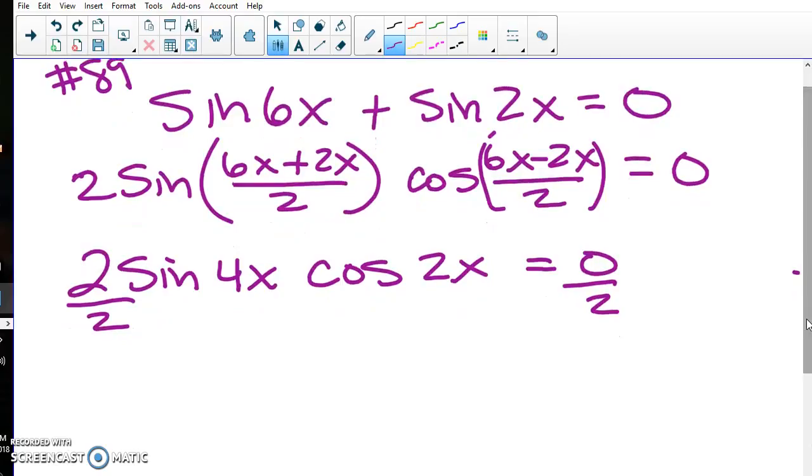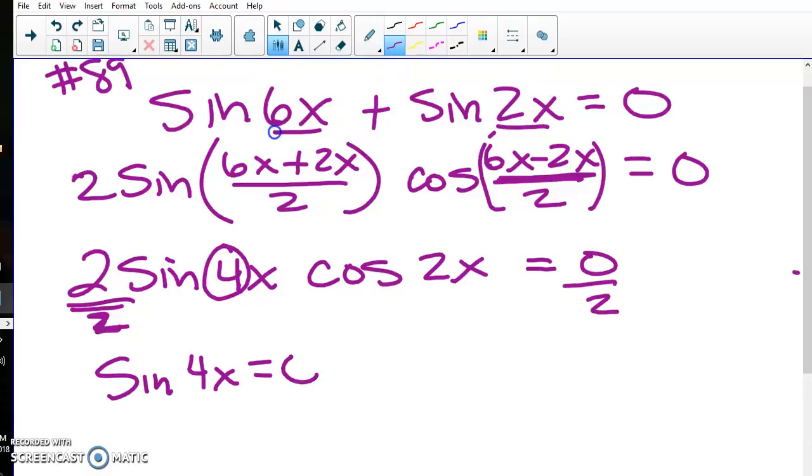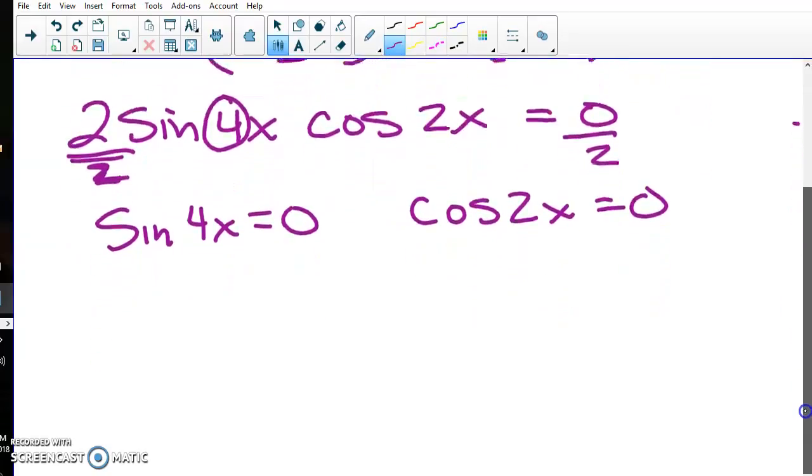So in 89 we know that we're going from a sum to a product, and I've picked the one that we need. Sine plus sine is the first one on your sum to product list. So I've broken that into 2, sine times cosine, and we see that our u and v, 6x and 2x, 6 plus 2 divided by 2 gives us our 4, and 6 minus 2 divided by 2 gives us our 2x. Dividing both sides by 2, we just get the sine of 4x equals 0, or the cosine of 2x equals 0.